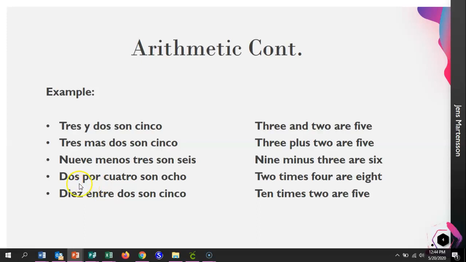The next one reads 2 por 4 son 8. We're going to identify our numbers first: 2, 4, and 8. Por means times, and son is equals or are. So it'd read 2 times 4 equals 8, or are 8. The last example I've got is 10 entre 2 son 5. We identify our numbers: 10, 2, and 5. Entre means times, and son of course means are or equal. So then it would read 10 times 2 equals 5, or are 5.